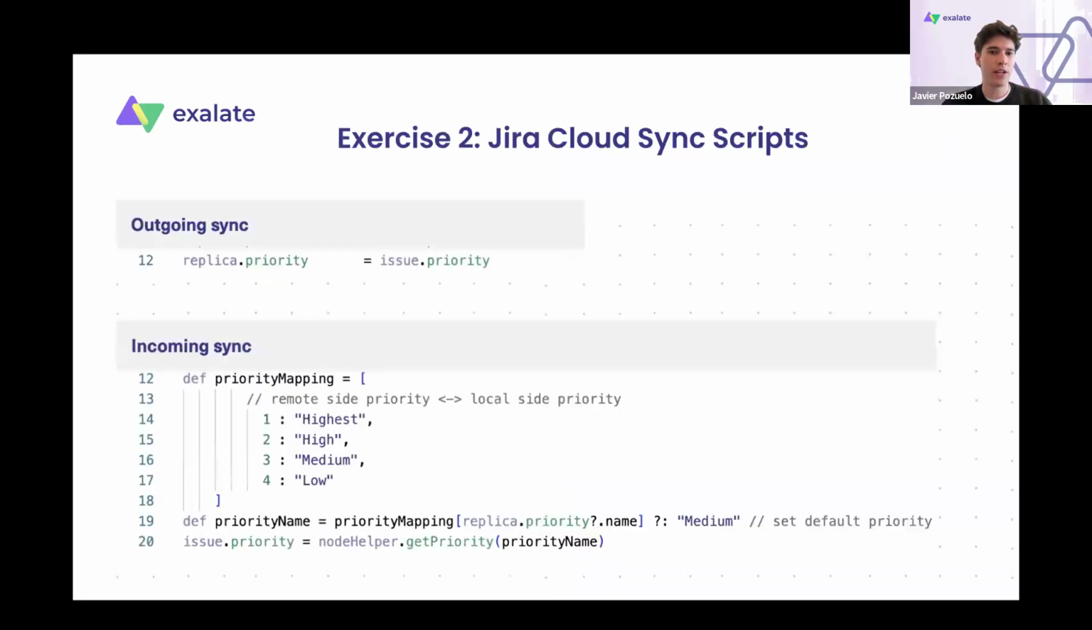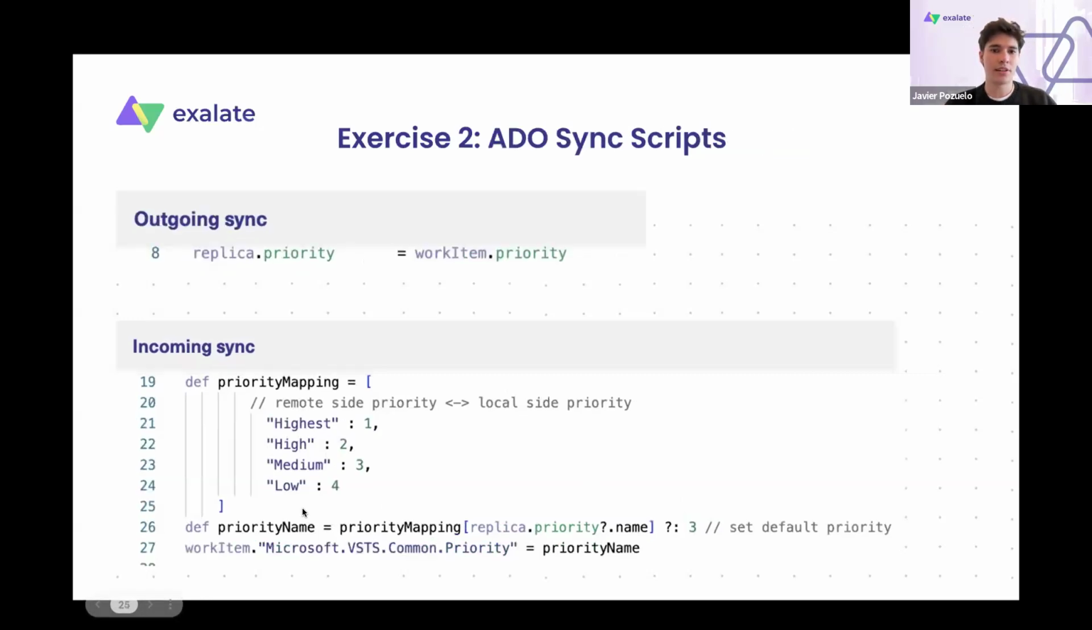Yeah, we can use the same idea that we used in the previous exercise. Since we have different values in each system, we do have to create a mapping once again. In this case, we have integer values in Azure DevOps for the priority, and we have strings in Jira Cloud. So we'll map ADO 1 to Jira Cloud highest, 2 to high, 3 to medium, and 4 to low, same idea. We'll assign a default value, and then we'll assign it to the system field. We'll do the exact same thing on ADO. We just swap the order of the mapping.